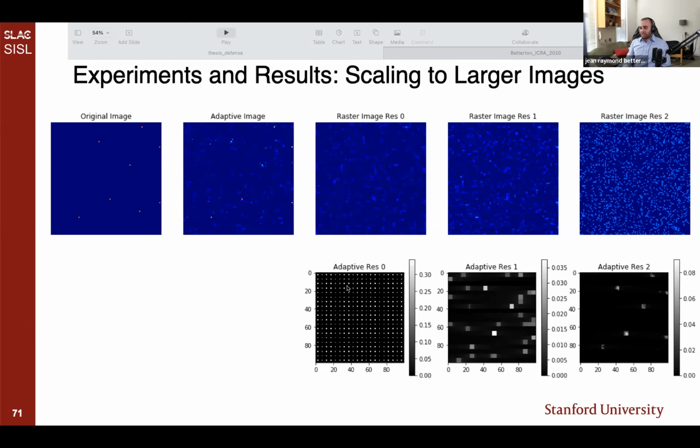Then after this is when we can start to do adaptive sampling, because now we have a rough idea of what's going on in the image. And then the adaptive res 1 and adaptive res 2 are higher resolution apertures that are slowing down in order to capture the finer details.